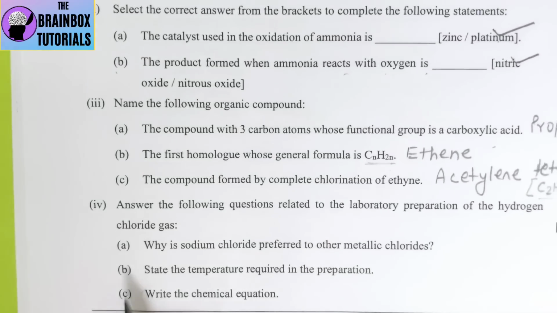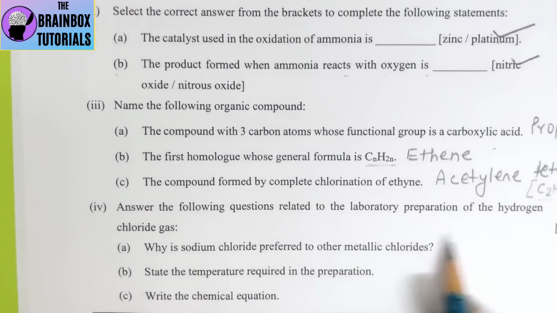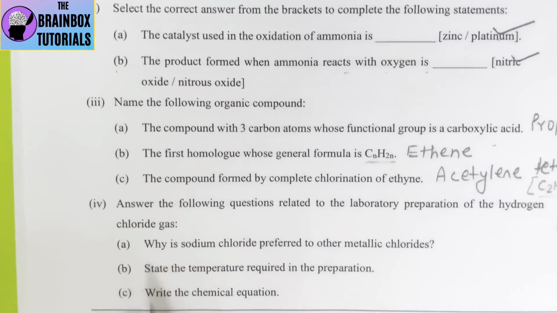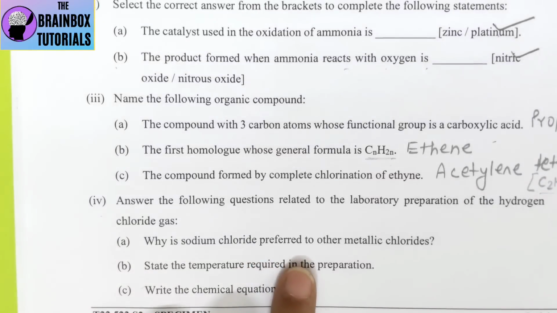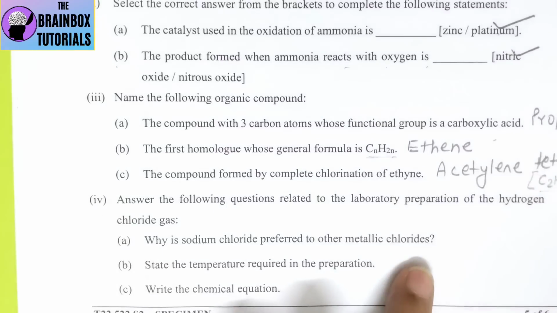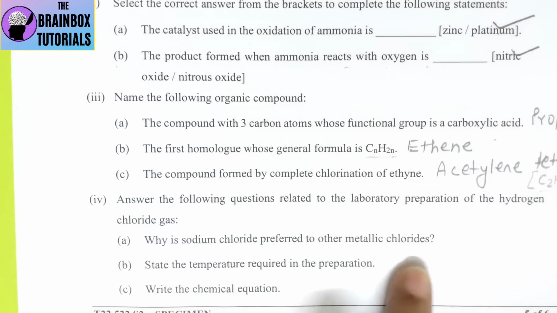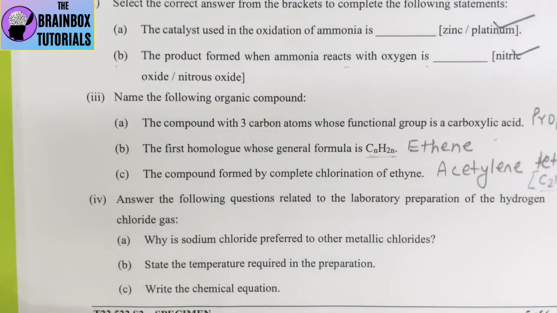Okay, now moving on to number 4. Answer the following questions related to the laboratory preparation of the hydrogen chloride gas. Question number A is, why is sodium chloride preferred to other metallic chlorides? The answer will be, sodium chloride is preferred to other metallic chlorides because sodium chloride is cheap and it is easily available.